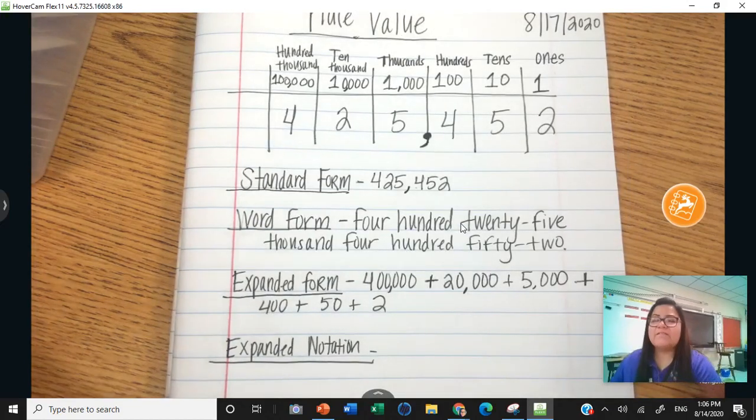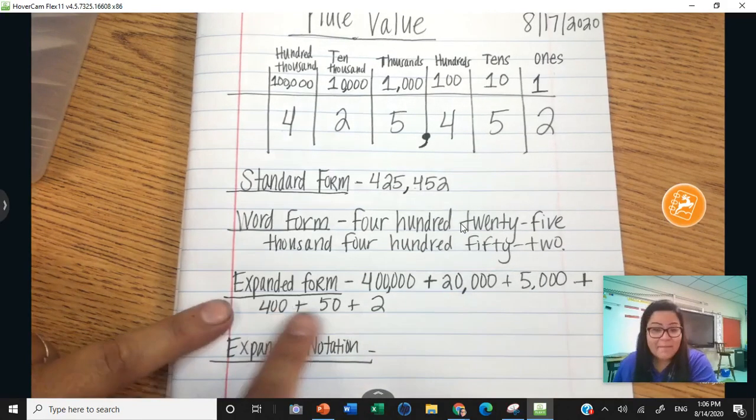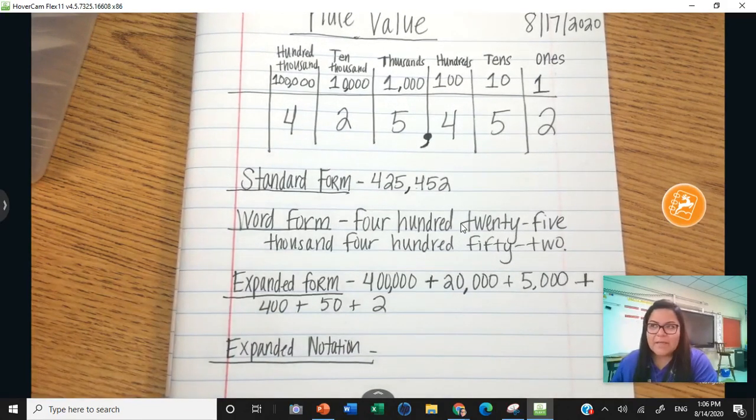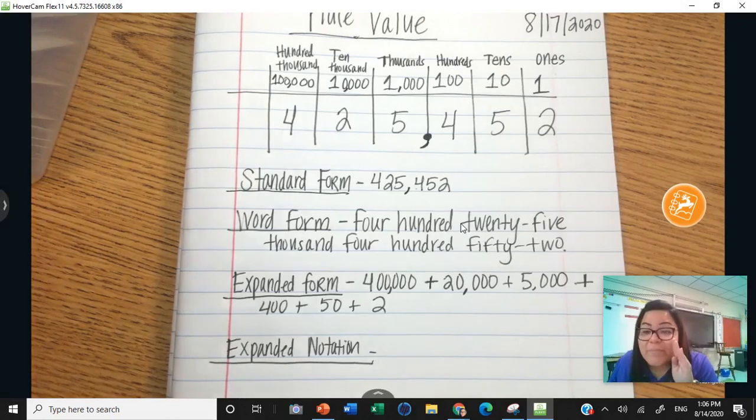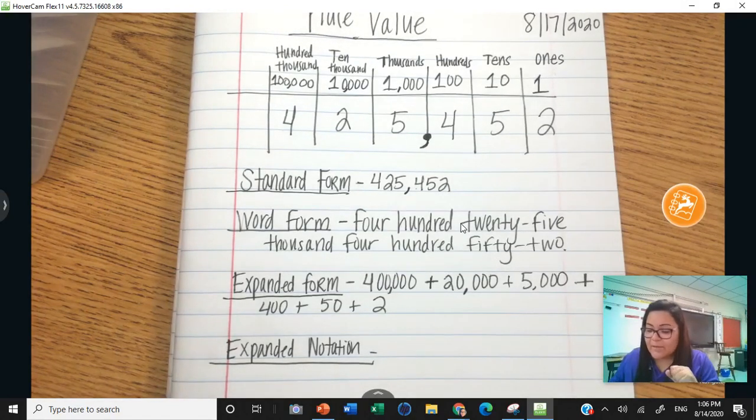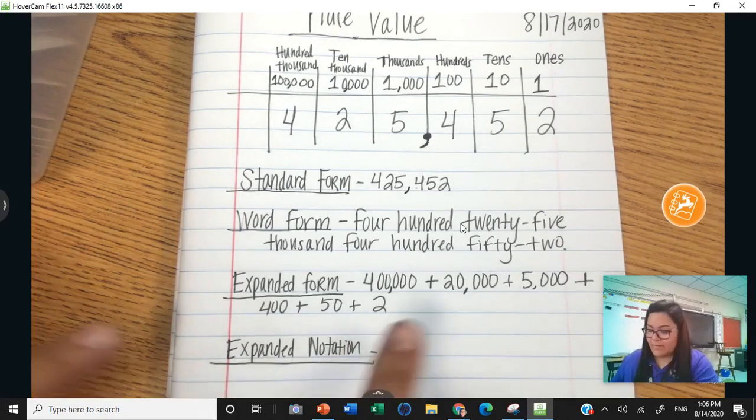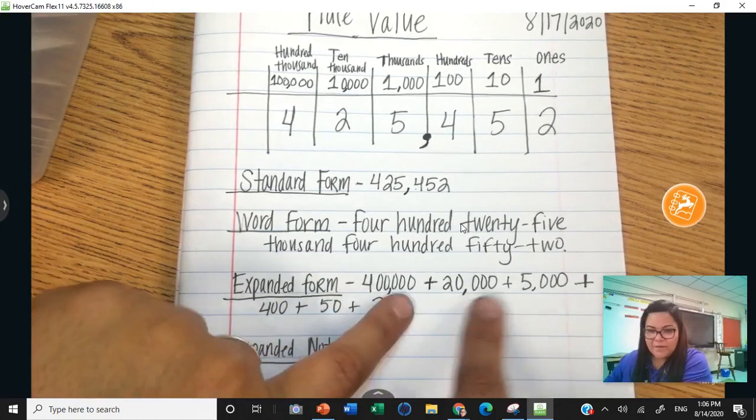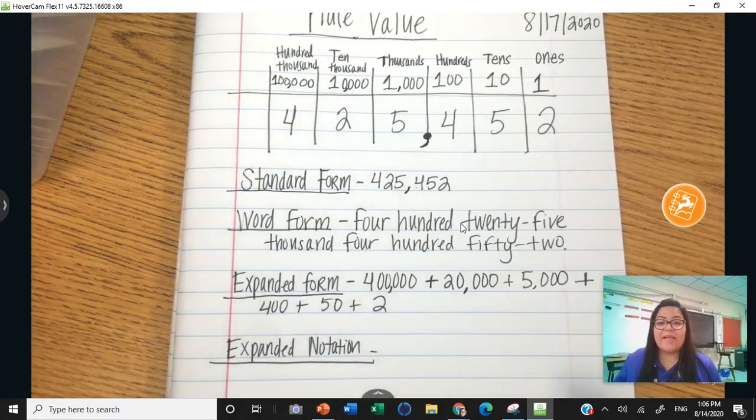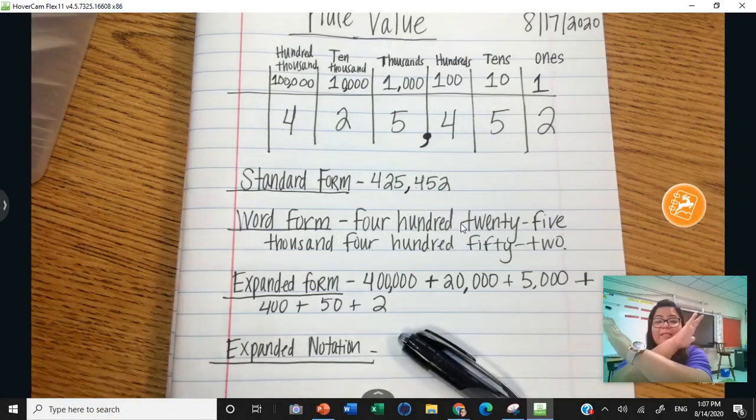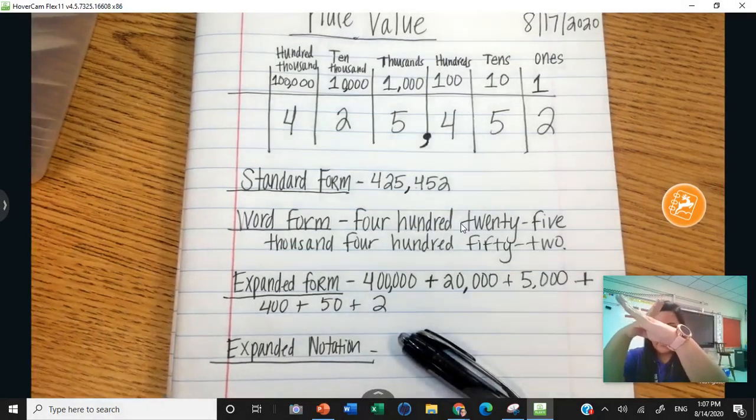Expanded notation, it's very similar. That means that it's almost the same. It looks almost the same as expanded form, okay? I'm going to tell you a little secret. It uses plus signs too, okay? However, we do something very different, and you're about to learn, okay? Get ready. In 3rd grade, you're going to learn how to multiply numbers, okay? And in multiplication, we use the multiplication signs, the X, right?